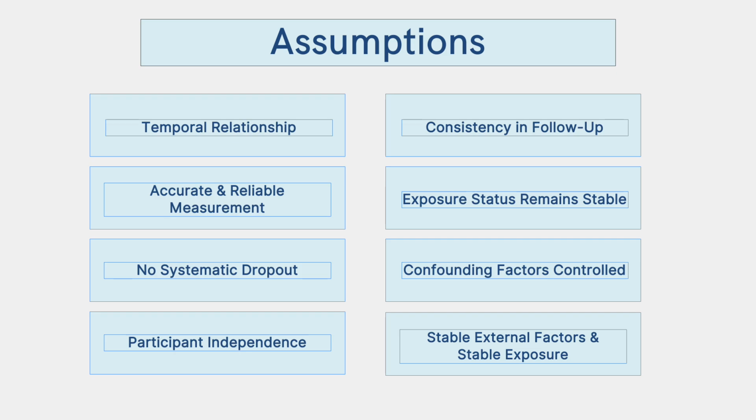Dropouts should occur randomly, not systematically, so as to avoid bias. And finally, we must control for confounding variables, participant independence, external factors, and stability that could affect both the intervention and outcomes. So meeting these assumptions is essential for drawing meaningful conclusions about the effect of the reading program.